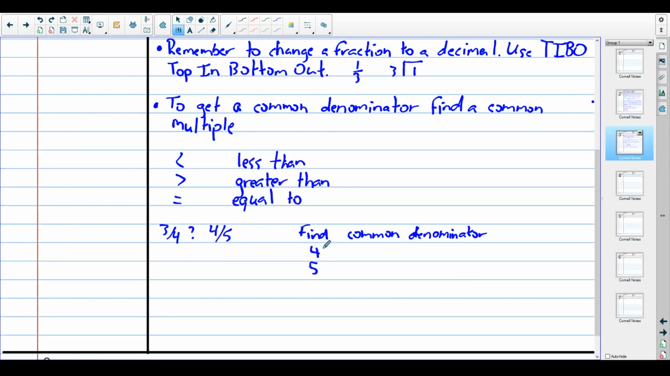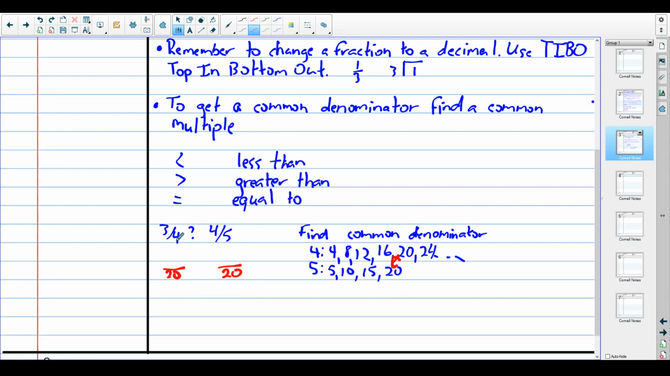So if I wrote those down and I just listed out my multiples of 4: 8, 12, 16, 20, 24, and so on. My multiples of 5: 10, 15, 20. And I can keep going, but oh, look at this. These are the same. So our common denominator, we can say, is 20. So we can rewrite both these fractions as something over 20.